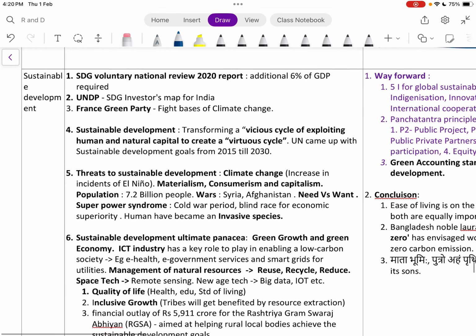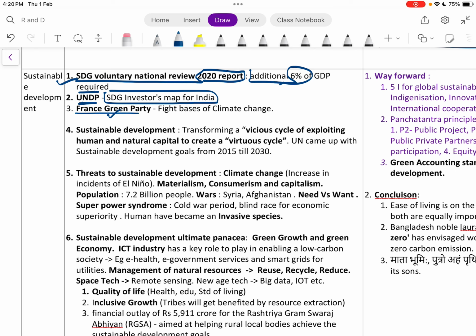Talking about sustainable development, SDG Voluntary National Review, 2020 report. We need an additional 6% of GDP to be invested to achieve the sustainable goals by 2030. UNDP SDG Investor Map for India. France Green Party fights based on climate change.